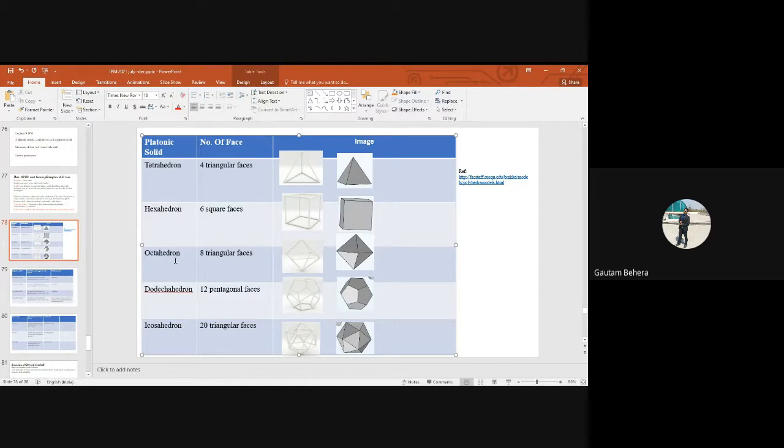Next one is octahedron. Octa means 8. Hedron means faces again. So this octahedron is made up of 8 triangular faces. Just have a look. If you look at this one, then we have this face 1, this face 2, this face 3, this face 4. Just behind this one, another 4 triangles will be there. So 8 triangle faces will constitute the octahedron. Right? It is also shown over here.